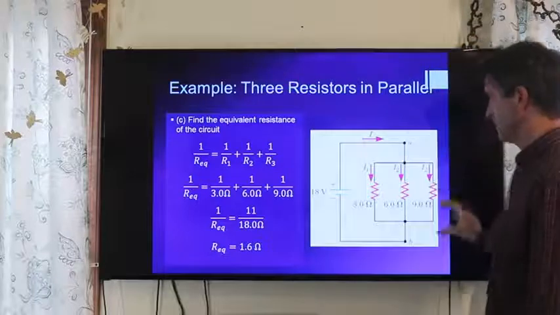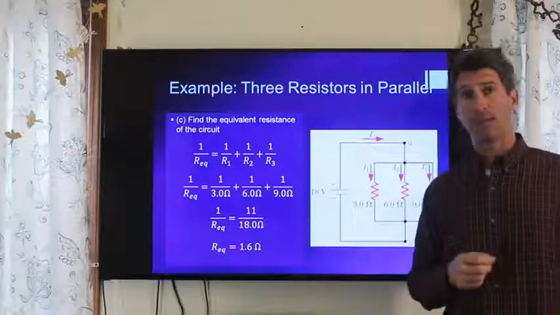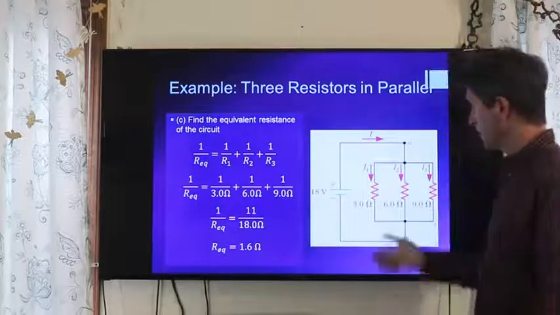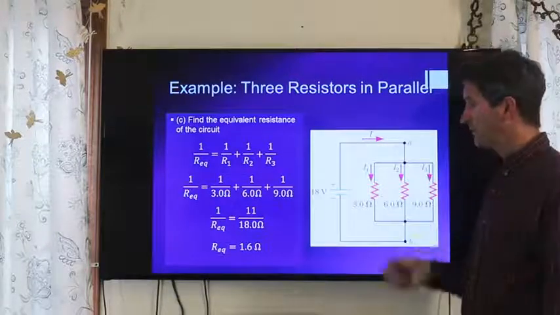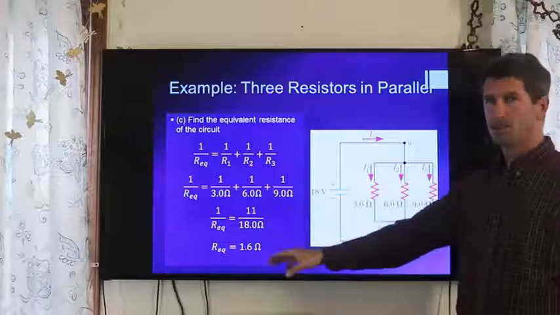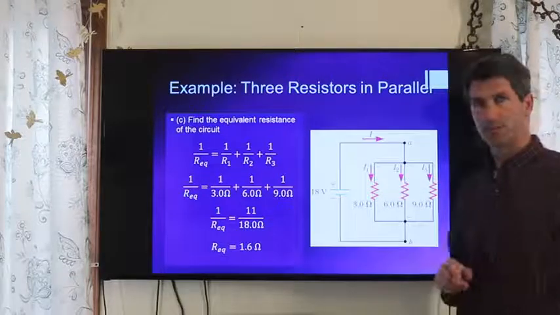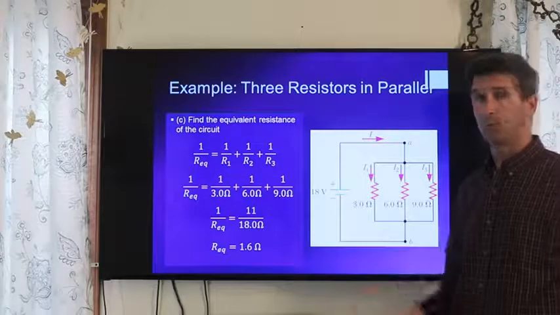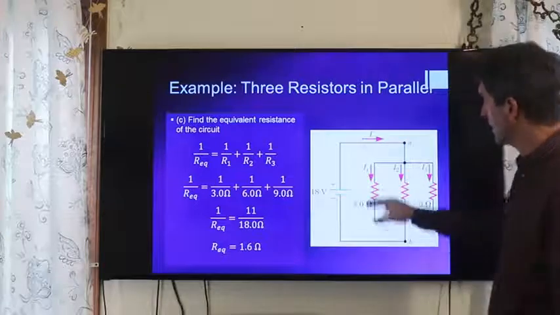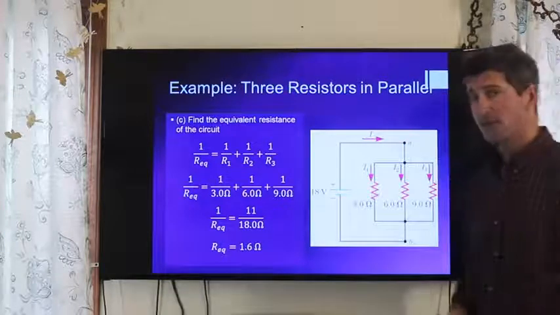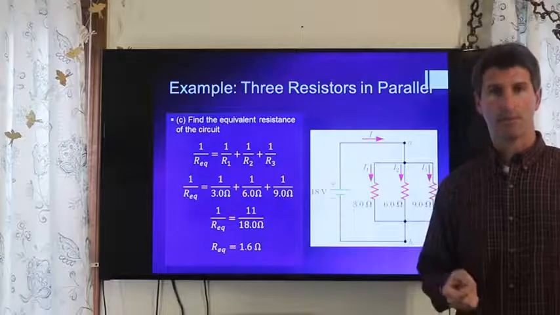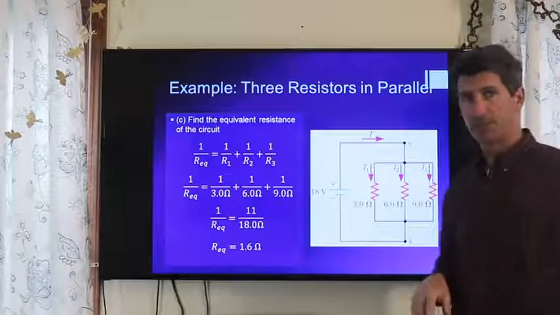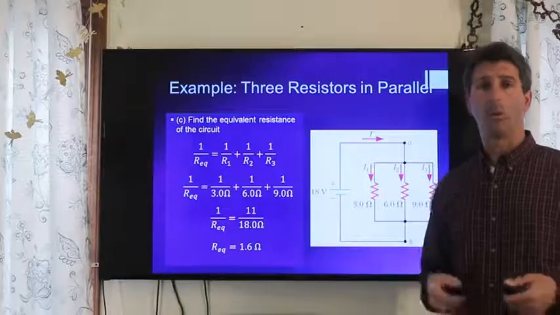So this whole system here acts as though it only has a resistance of 1.6 ohms. Notice that when we put these in parallel, the equivalent resistance is much less than each individual resistor. My lowest resistance here is 3 ohms. My equivalent resistance is 1.6 ohms. Why? Because we're giving the electricity more than one path to go through. So we've lowered the resistance. It's almost acting like we're adding other pipes to this whole system to allow more electrical flow.